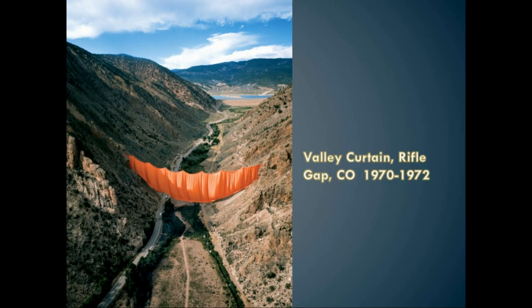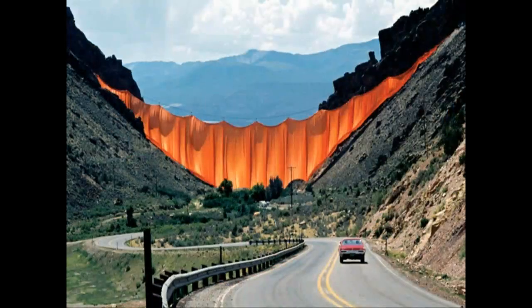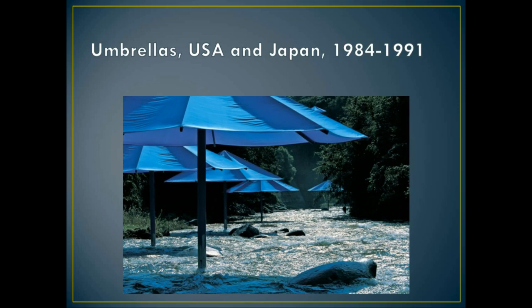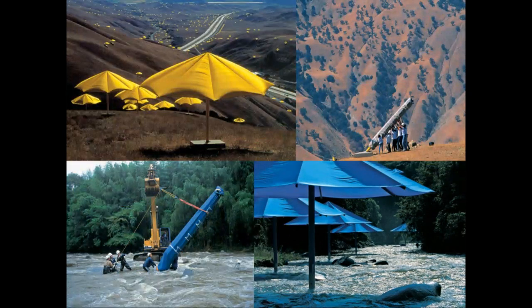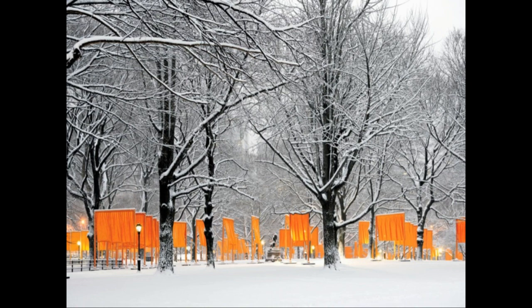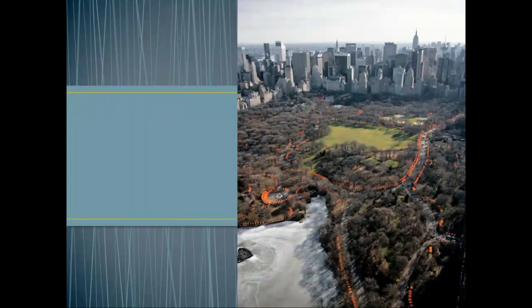So here are just some of their pieces. The Valley Curtain in Rifle Gap, Colorado. The Surrounded Islands in the Biscayne Bay in Miami. The famous Umbrellas project that was co-done, right, in the USA and Japan. So you can just see some of the ways they've tried to approach this idea of earthworks. The most famous one recently was the Gates, which was done in Central Park. Very cool piece.